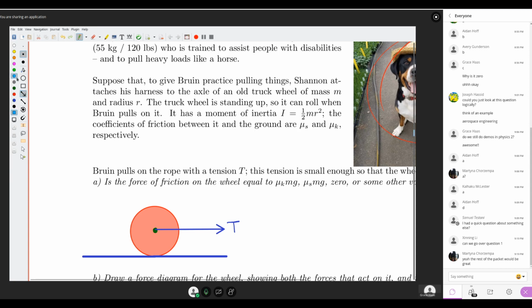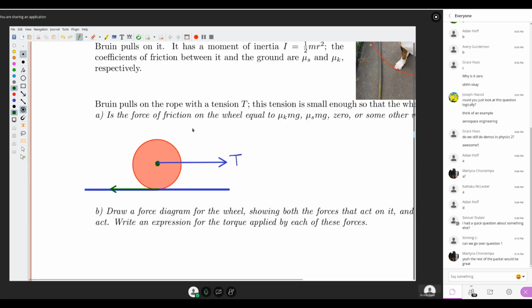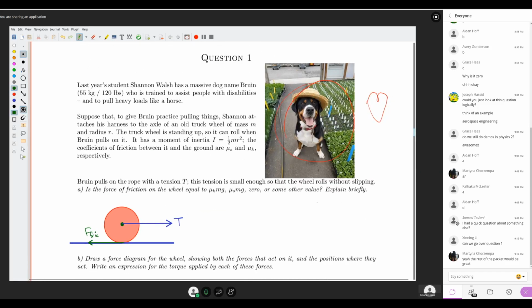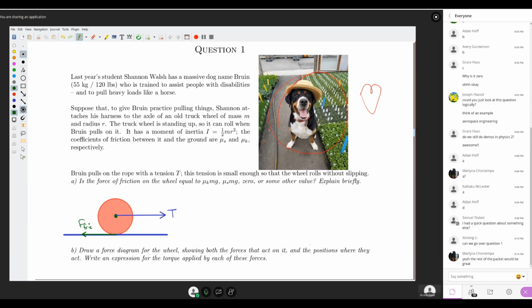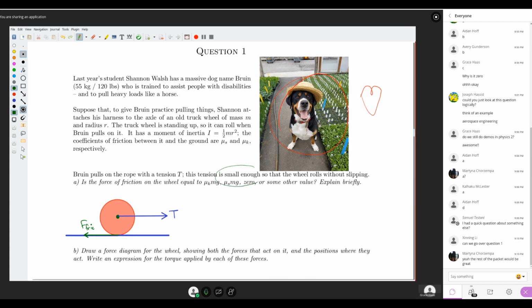There's also a force from friction. So the frictional force is right at the ground, and it goes straight to the left. So, first question. Suppose Bruin pulls with some tension, and it's not very big. So the thing rolls without slipping. How big is the force of friction?